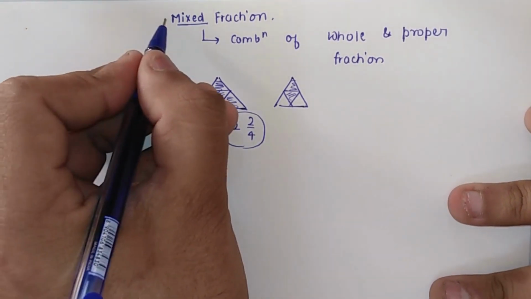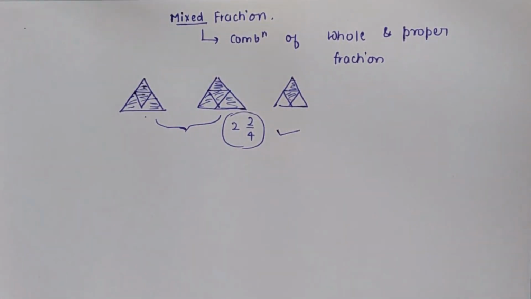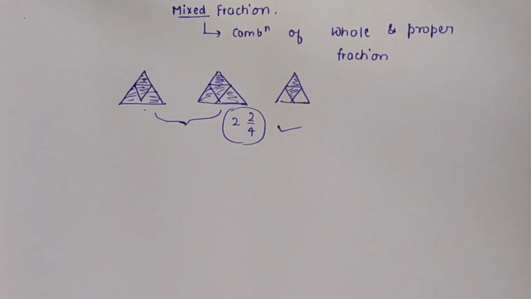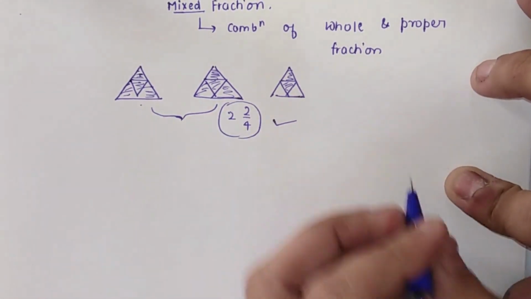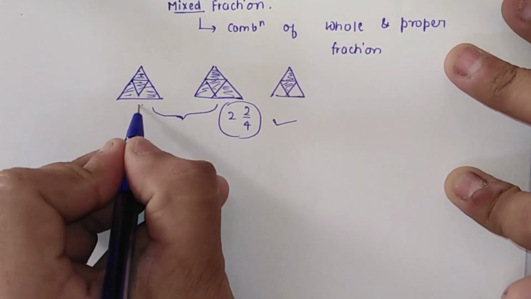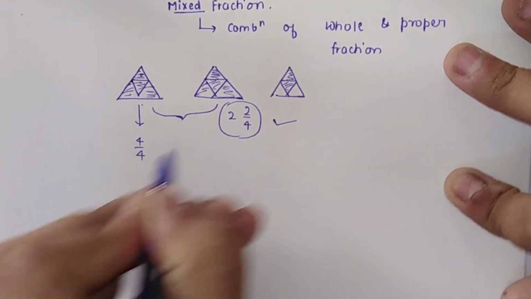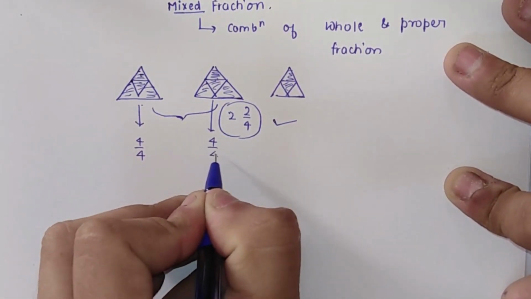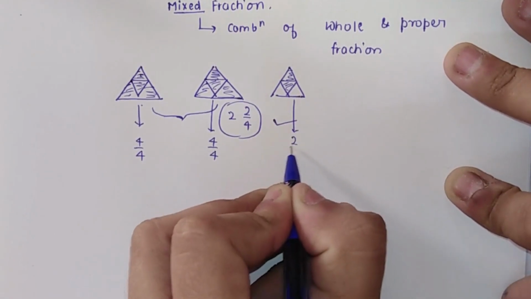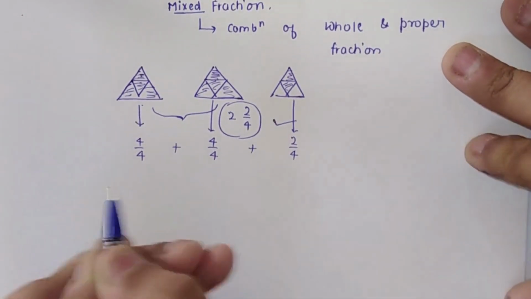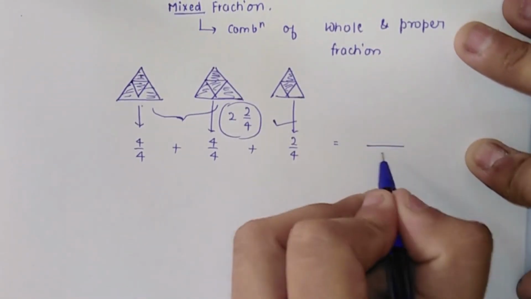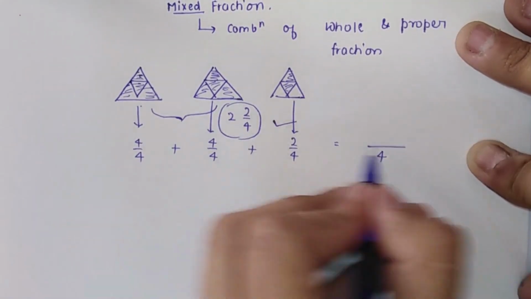So a mixed fraction, we can say, is a combination of a whole and a proper fraction. We can say that improper fractions can be expressed as mixed fractions. For example, if I take these fractions, here it is 4 by 4, and here it is 2 by 4, right? And we sum it all up, then what will I get? I will get the denominator as 4, and 4 plus 4 is 8, plus 2 is 10.